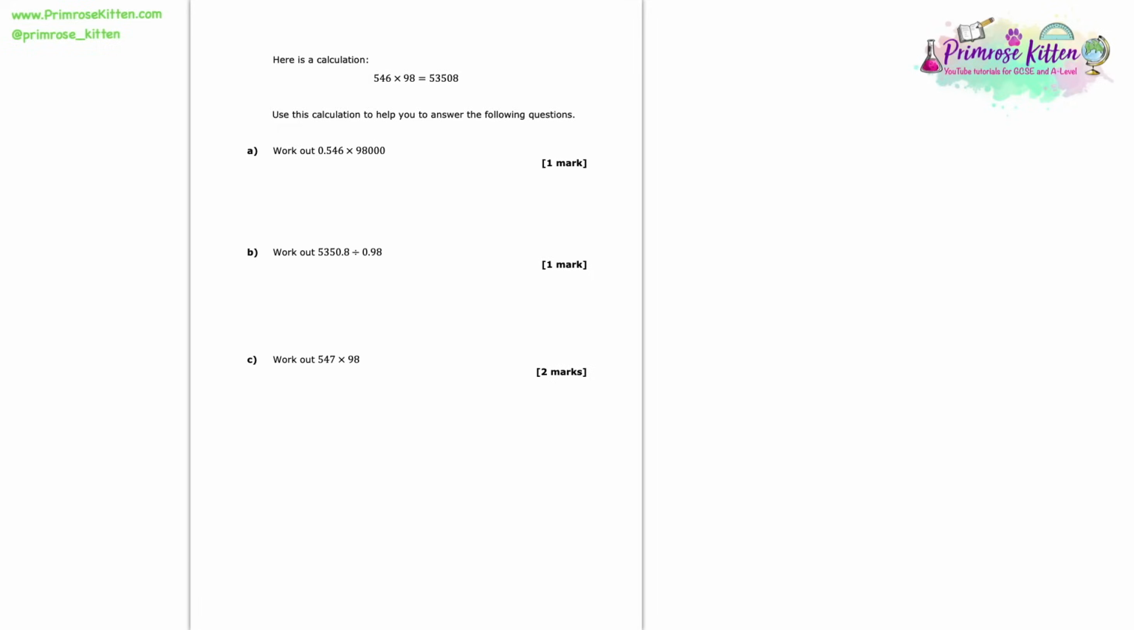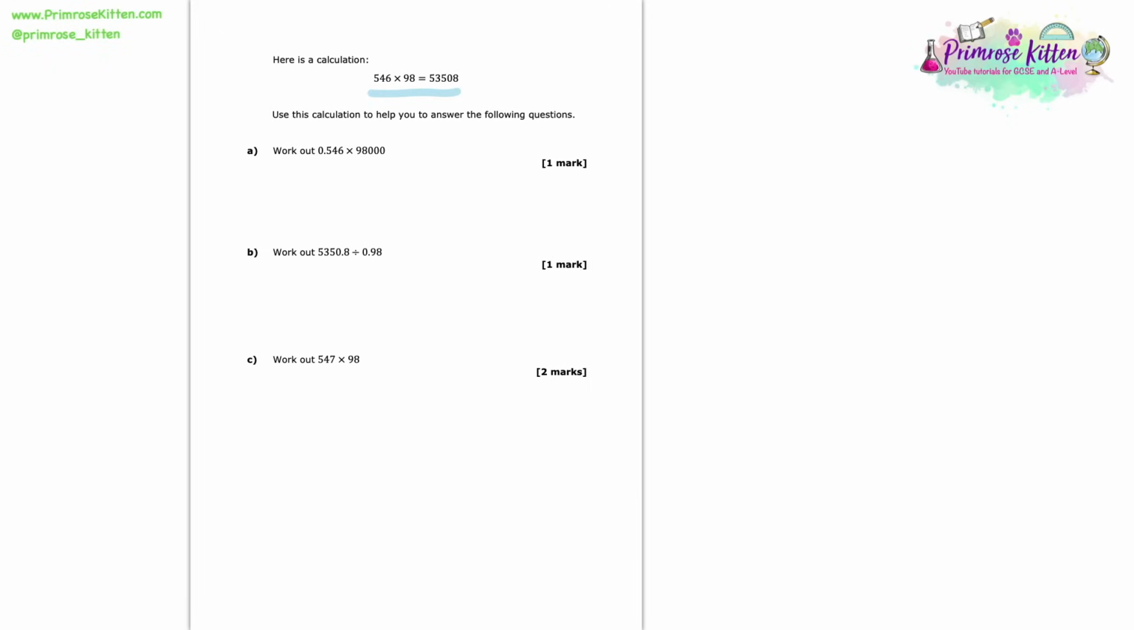So here we're given a calculation. We're told that 546 times by 98 equals 53,508. And we're asked to use this calculation to help us answer the following questions. Because of course this here is a non-calculator question, isn't it? So we can't be expected to actually times these together, although you could if you were very good at that. These are only 1-mark questions, so it wouldn't really warrant the effort.